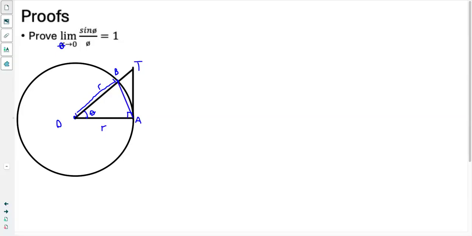And we're essentially going to be looking at three main areas. So what we're going to look at is our area of sector OAB, in other words, the area created by this triangle. We're also going to later on look at the area of triangle AOB. So first would be this sector, second would be this triangle, and third would be this larger triangle, OAT.